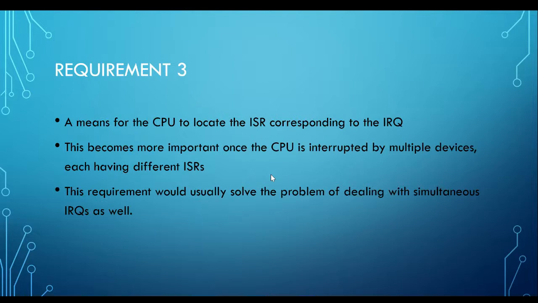The third requirement is a means for the CPU to locate the ISR corresponding to the request. If pin number 2 is being toggled, what type of ISR is being called, etc. So you need to define it in your main code, in your coding. So please go back and study this part in the book. You can go and check ISR in the ebook that I gave you.